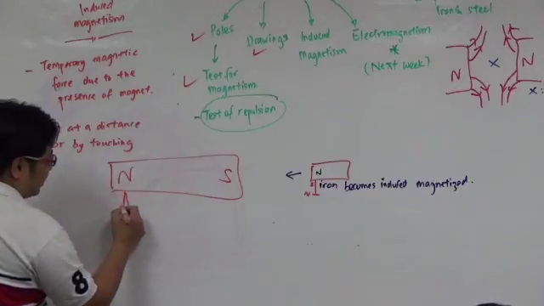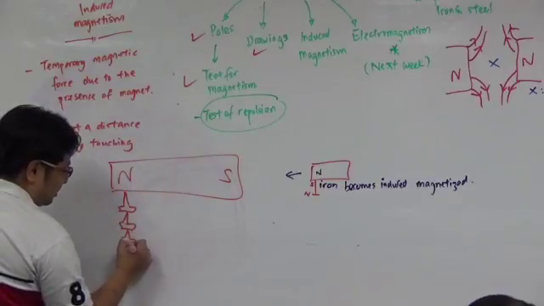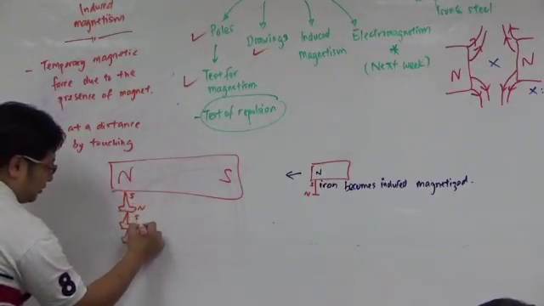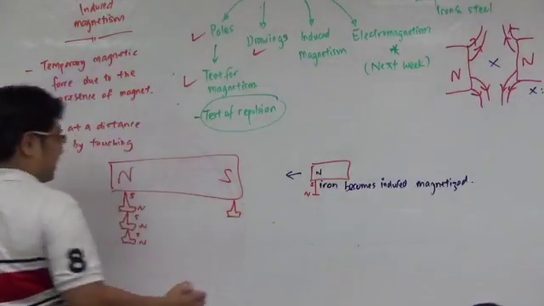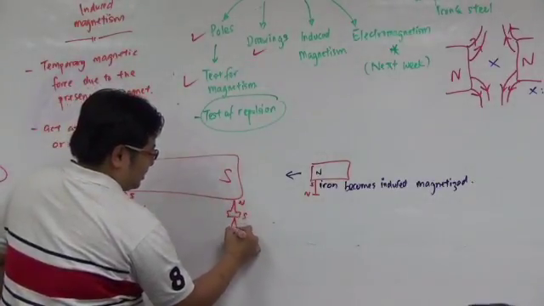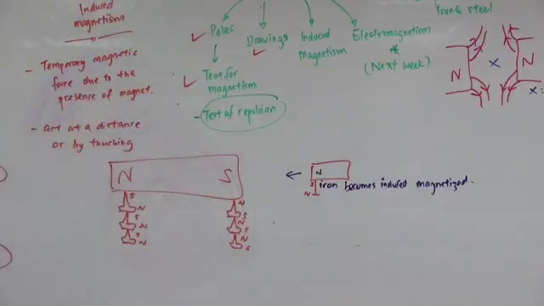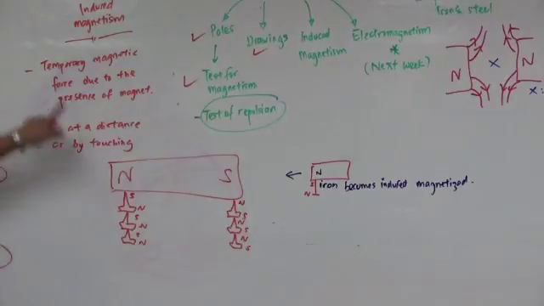So let's say that you have another pin here, and then another pin here, and another pin here. Depending on how strong, after a while the last pin will fall off. This becomes south, north, south, north, south, north. But after a while, it will be weaker and weaker until finally the last one will fall off. So it can act at a distance, it can actually act by touching. So you can actually have an induced magnetism as well.